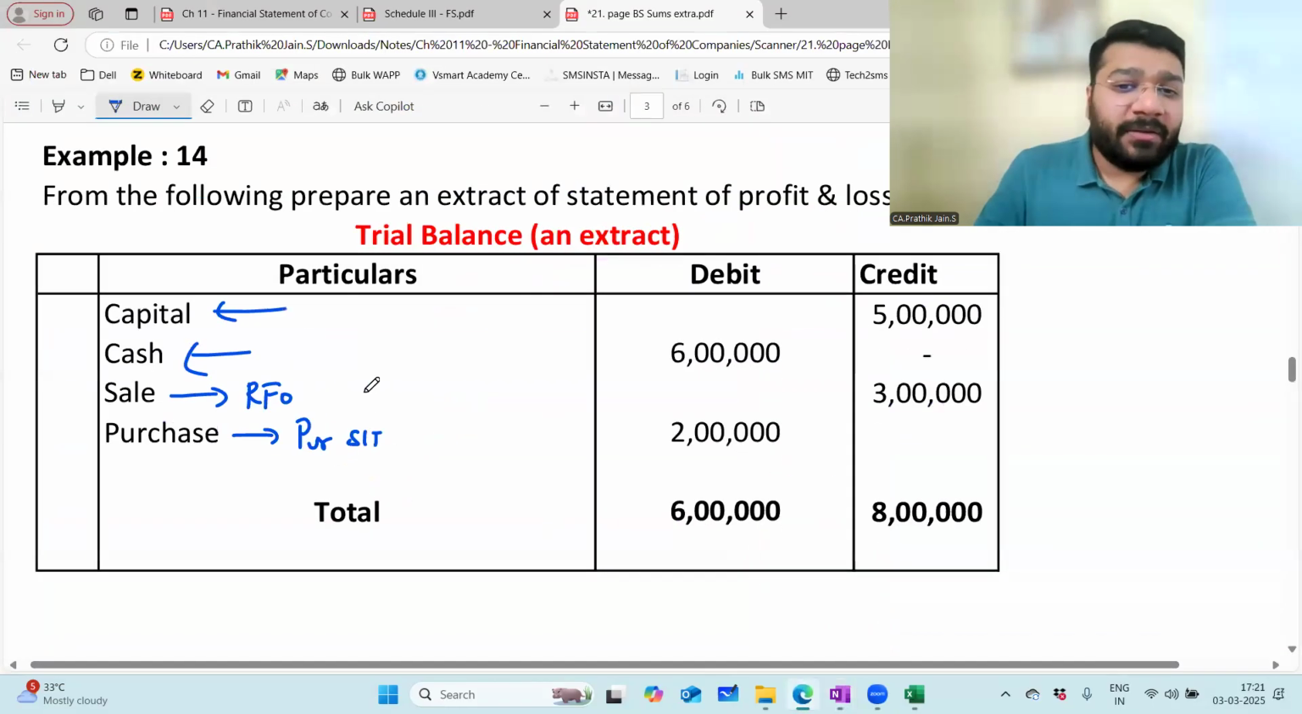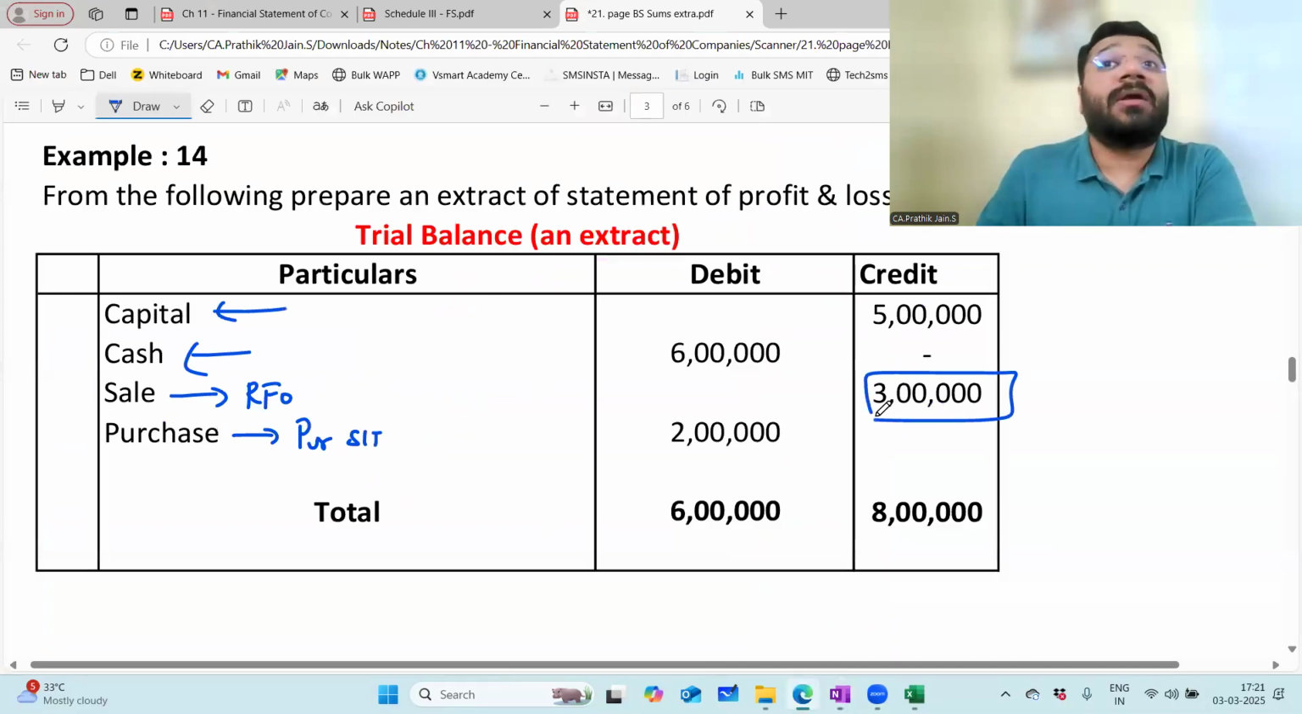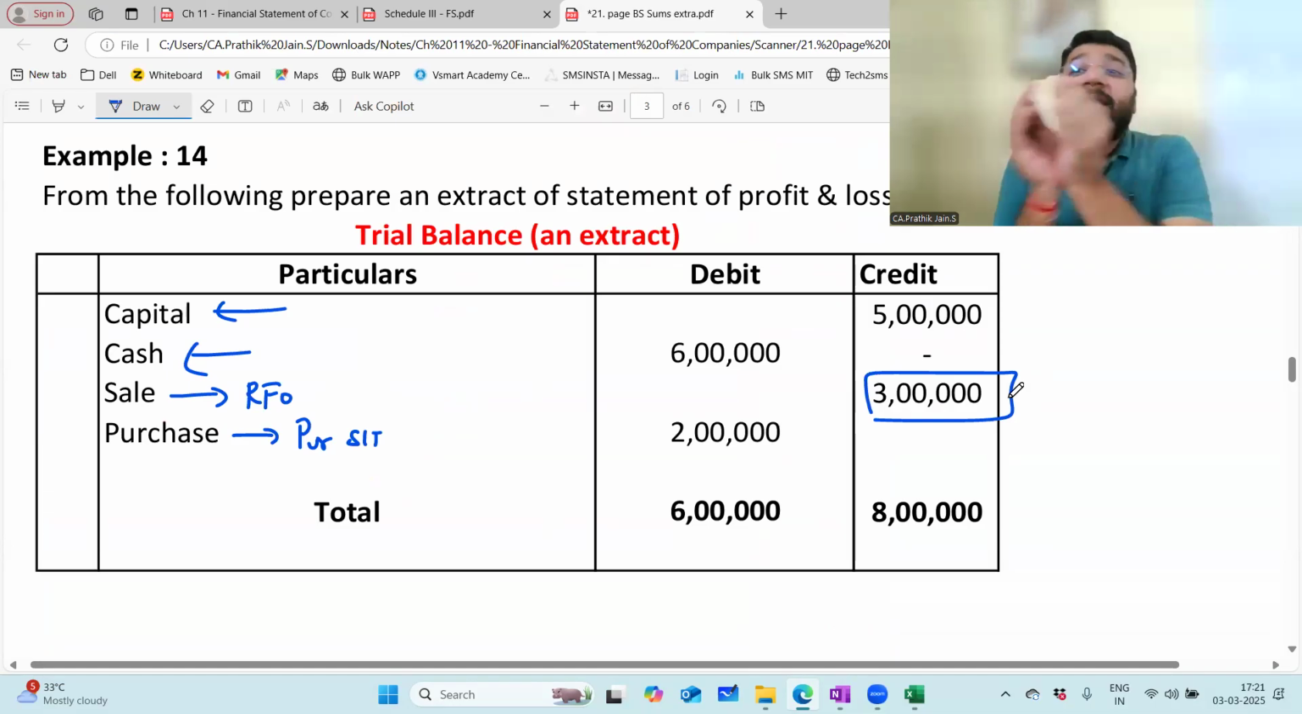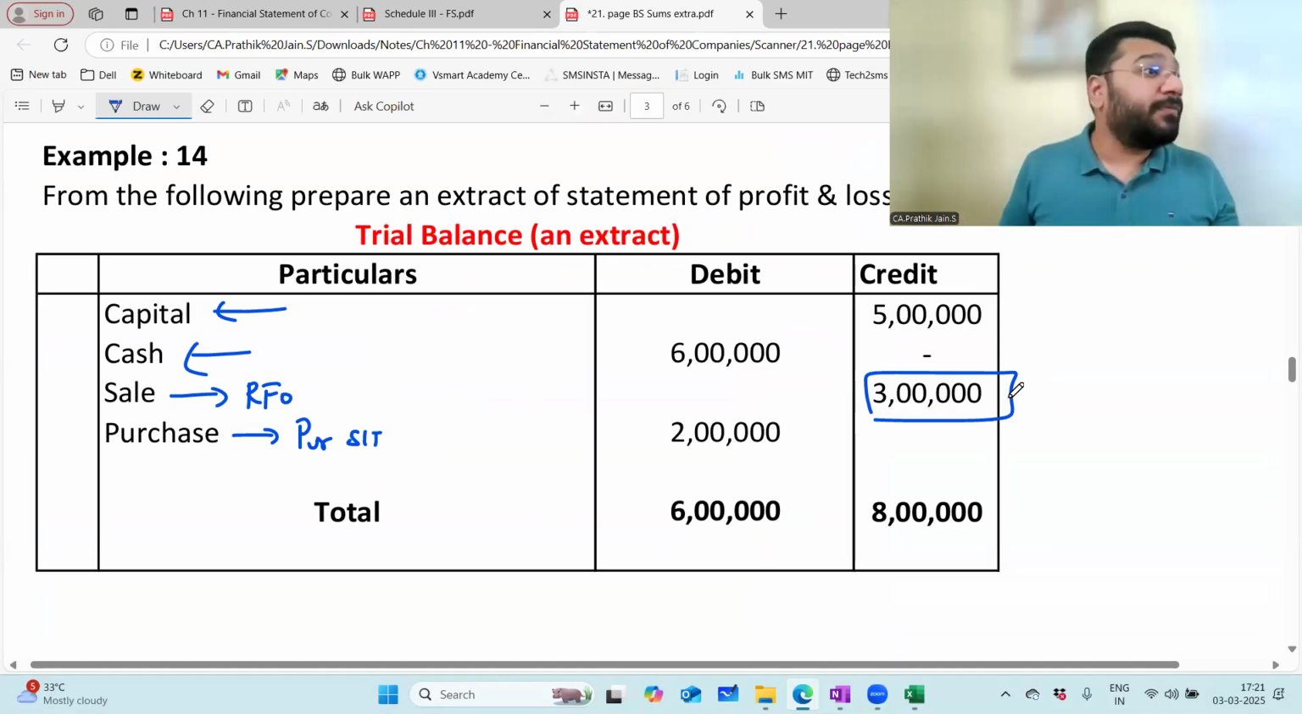Now please tell me, how did this 3 lakh rupees from the sale account travel to your statement of P&L? How did this go to your statement of P&L? Sir, I just copy pasted the data from here to there. That is how it happens in real life. No, you're supposed to pass the closing entry. Yes, journal entry. Which journal entry?